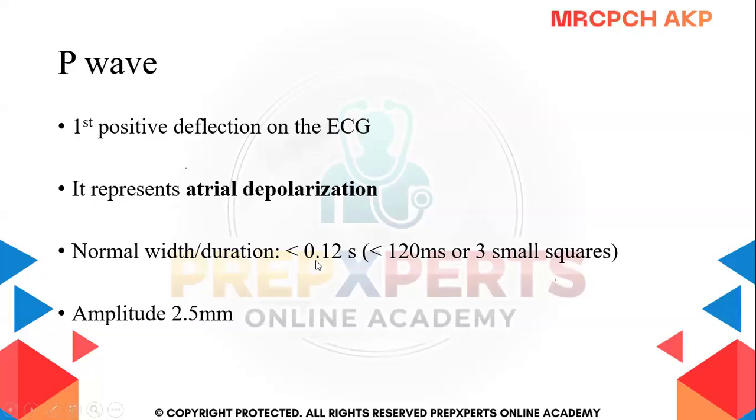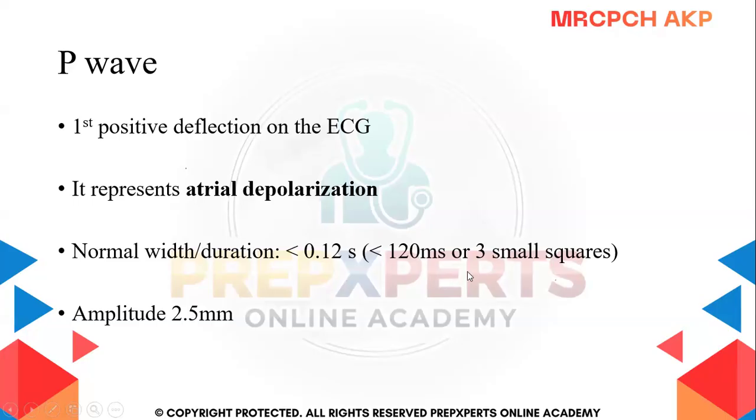So basically the duration will be 0.12 seconds, or we can say less than 120 milliseconds. So in the first slide, when I was telling you about the calibration, I told you that one small box is equal to 40 milliseconds. So obviously three small boxes are going to make 120 milliseconds. So the P wave in width should be less than three small boxes. That means just memorize that it is almost 2.5 boxes.